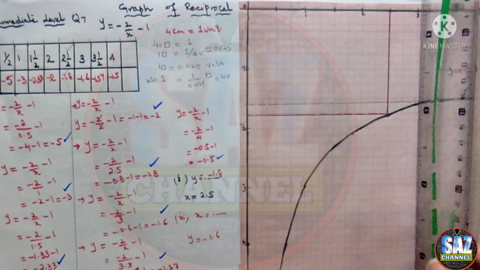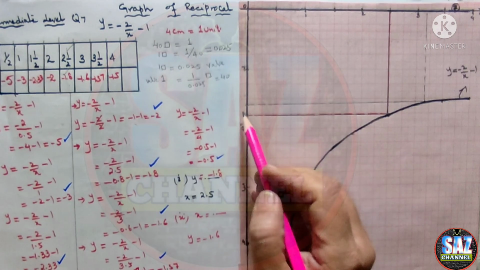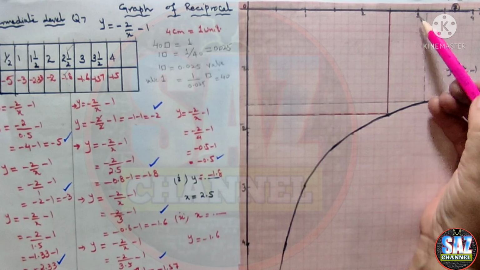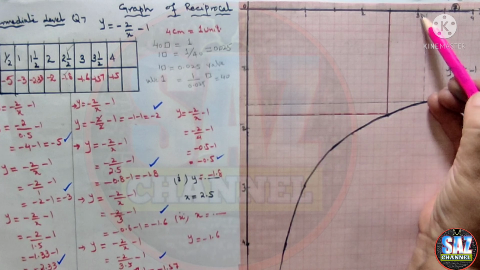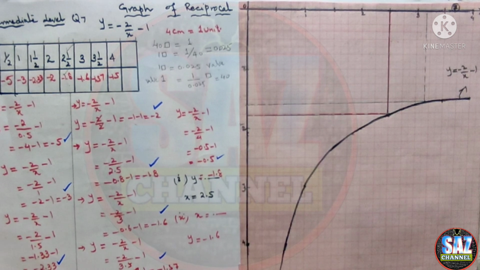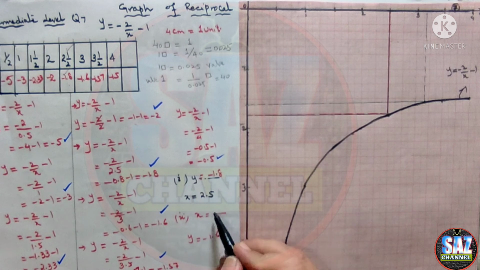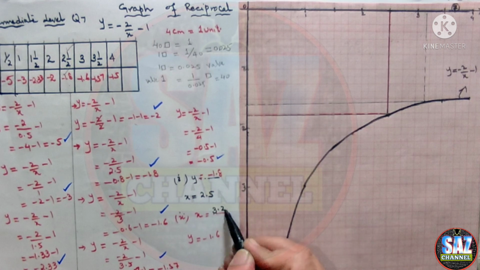Okay, now when y is minus 1.6, this is 3, and how many blocks after 3? This is 5, 6 and 7 blocks after 3. So 7 multiplied by 0.025 is 0.17, or 0.2, so 3.2. So the value of x is 3.2.